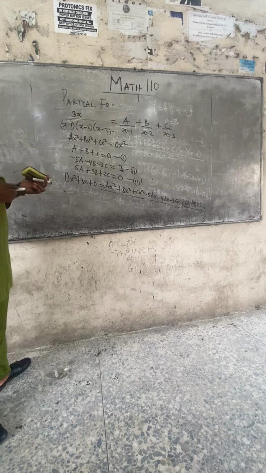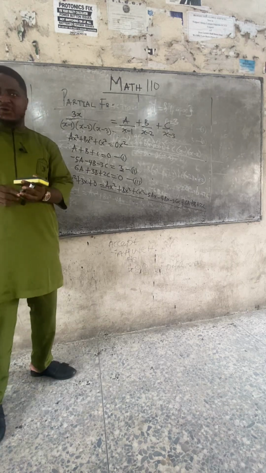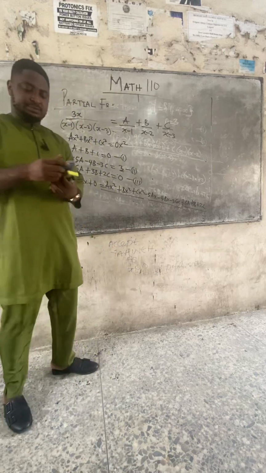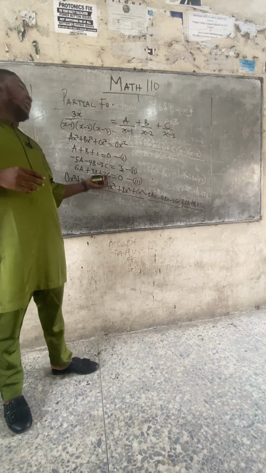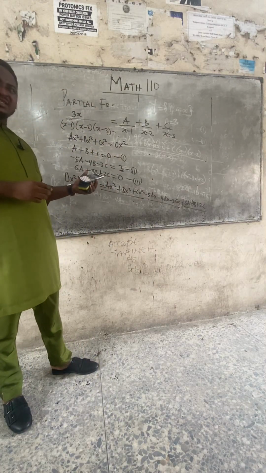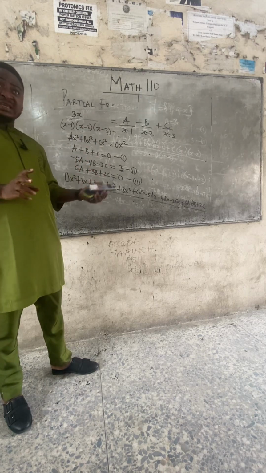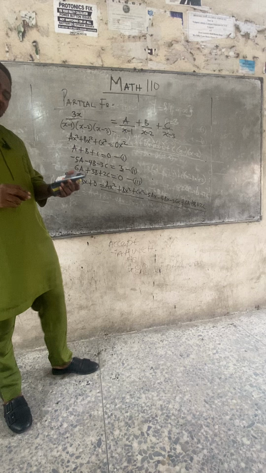Class, at this point you must solve simultaneously. Calculator can deal with it for you. Bring your calculator. Imagine doing the long method there to get A, B, and C. Even the question is long on its own, then solving this with the long method.